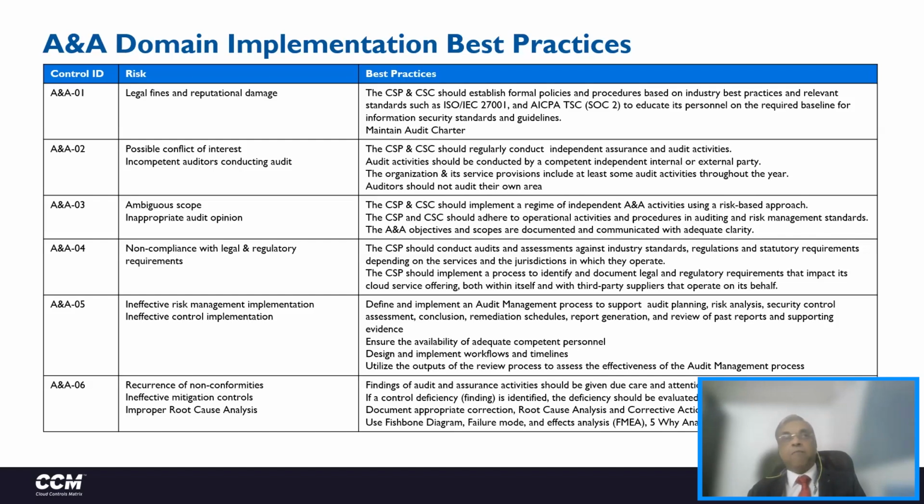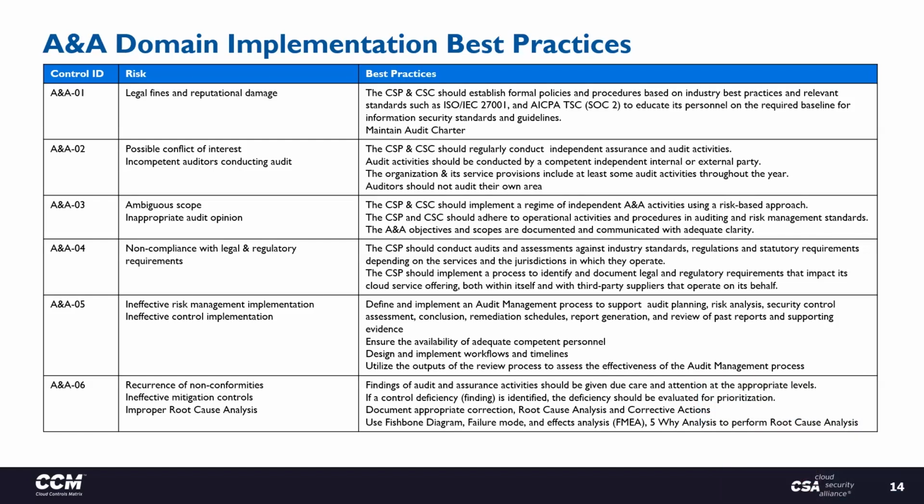So to make these things proper, we need to ensure that the findings of audit and assurance activities are given due care and attention at appropriate levels. If a control deficiency is identified, then it should be prioritized, and you have to come out with correction, corrective action, and root cause analysis. For conducting root cause analysis, you are supposed to use the fishbone diagram, failure mode and effects analysis (FMEA), and 5 Why analysis. So if we implement these controls properly, then we are going to meet the requirements of the audit and assurance domain.